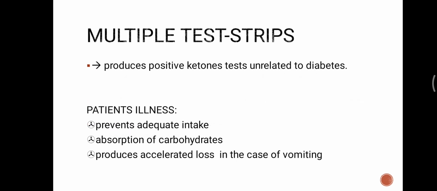So ano nga ba ang ginagamit ng mga hospitals laboratories to test those ketones? So we have here the multiple test strips. So this test will identify the patient's illness either to prevent adequate intake or absorption of carbohydrates and produces accelerated loss in the case of vomiting. So by means of this, they can monitor patients that has ketonuria.